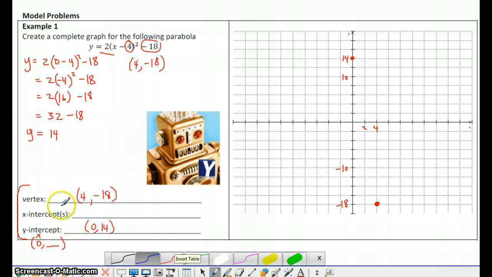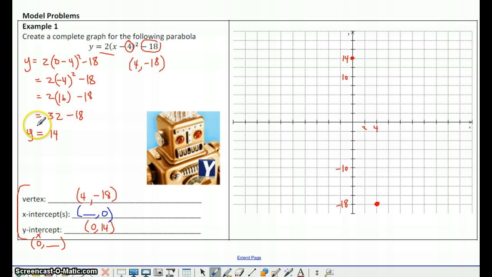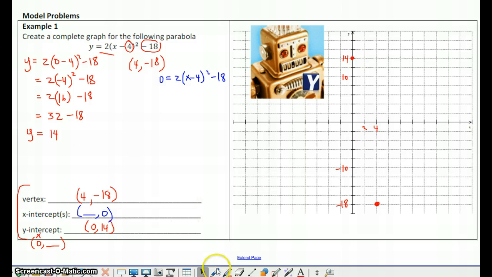So to find the x-intercepts, it's the opposite way around. I need (something, 0). So I'm going to be plugging in 0 for y. I'm going to get something that looks like 0 equals 2(x minus 4) squared minus 18. Move the robot momentarily. Then I just have to start solving for x. Like I said yesterday, thinking about solving for x, I can do reverse PEMDAS. So doing addition and subtraction first, I can bring this 18 over.